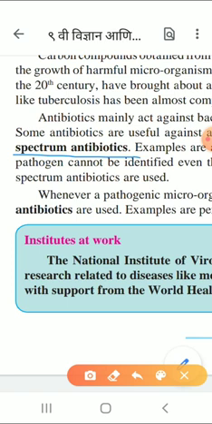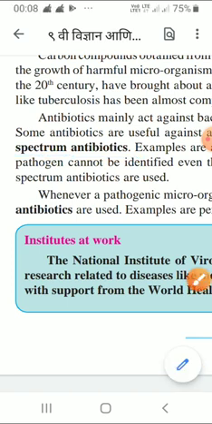Now, there are some examples where the pathogens cannot be identified. Pathogens mean the disease-causing germs. Even though the symptoms of disease are not visible, broad spectrum antibiotics are used. Whenever a pathogenic microorganism is definitely known, then narrow spectrum antibiotics are used. What are examples of narrow spectrum antibiotics? For example, penicillin, gentamicin, erythromycin, etc.